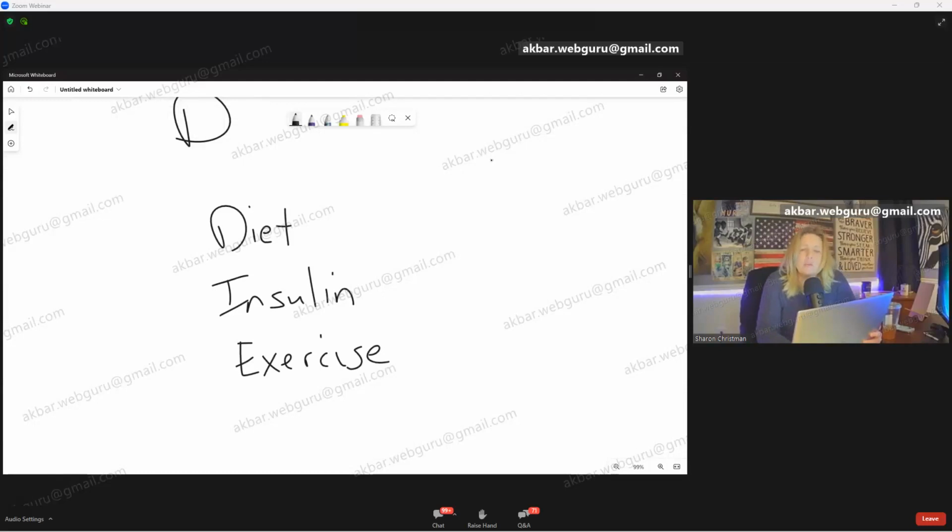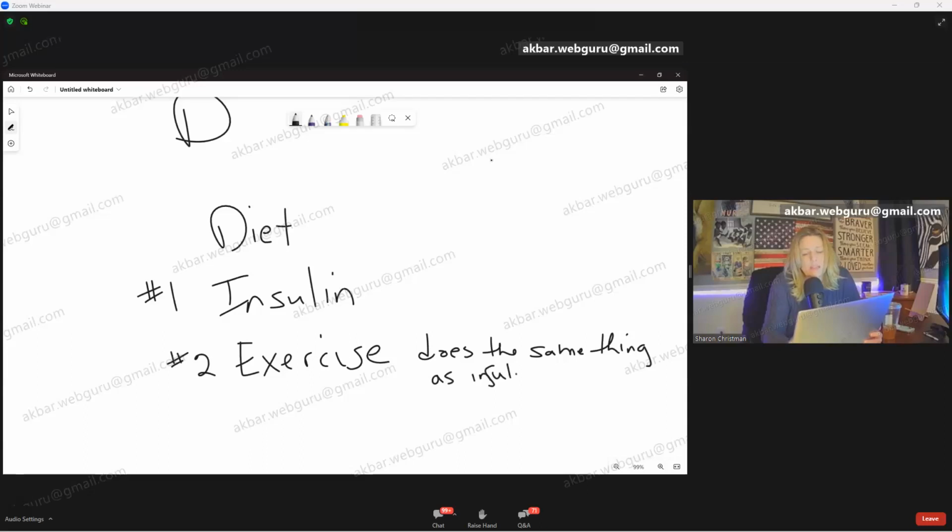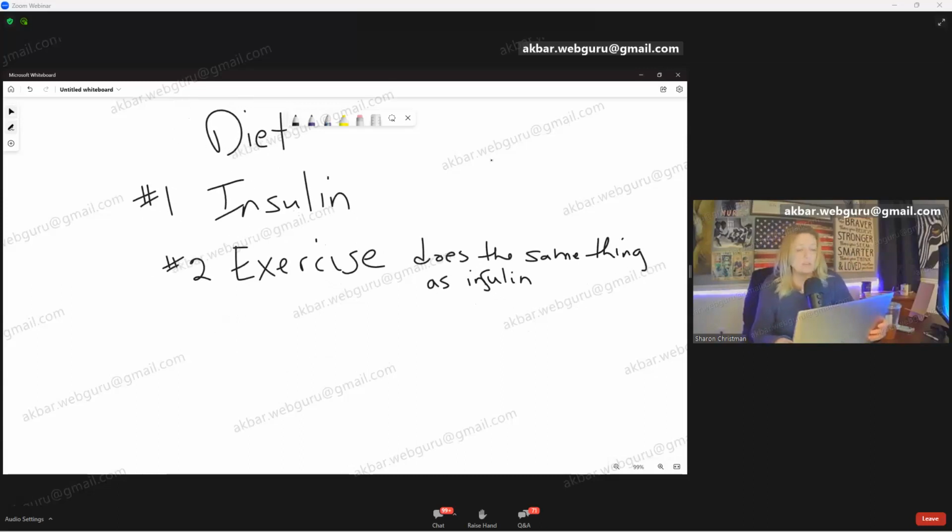Out of these three, if you have to say, what's number one for a type 1 diabetic? Well, obviously insulin is. Well, what's number two? What's number two actually is exercise, because exercise does the same thing as insulin. So if you exercise, even if there's no insulin, it can get your blood sugar down. So if someone's insulin dependent, wouldn't we want them to do something that acts just like insulin? Yeah, that's exercise. Okay, so diet, insulin, and exercise, these are the treatments for type 1.